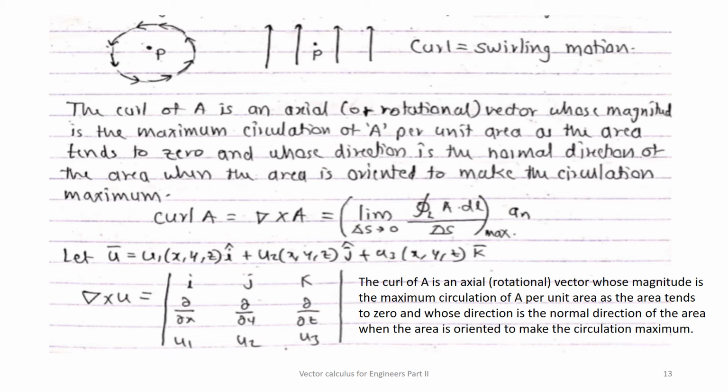Now in case of divergence, the limit was delta V tends to 0. That is a small point. Here, since curl is a rotational field, there is a space, so there is a surface, so definitely we find a limit when delta S tends to 0 but not equal to 0. So delta S tends to 0.